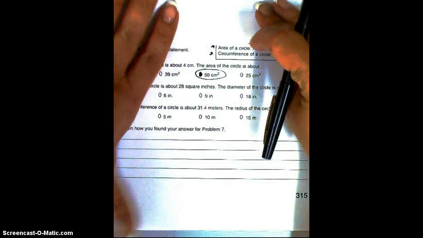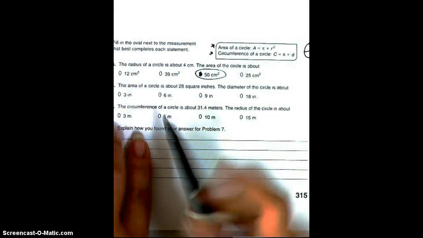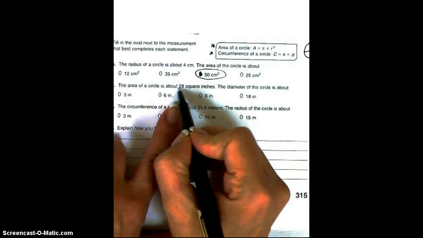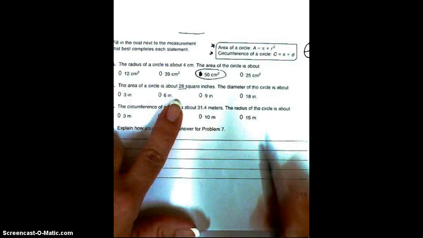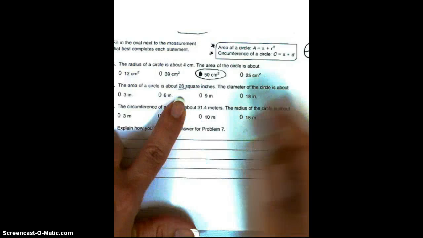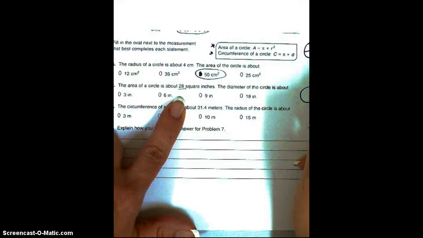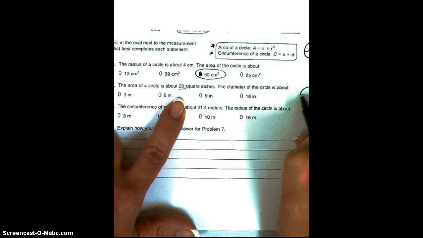The area of a circle is about 28 square inches. I'm just going to fold this down so I can find those formulas a little bit easier here. The area of a circle is 28 square inches. The diameter of the circle is about, well, let's think. If the whole area of the whole thing is 28, we want to find just the diameter. Remember, that's twice the radius.